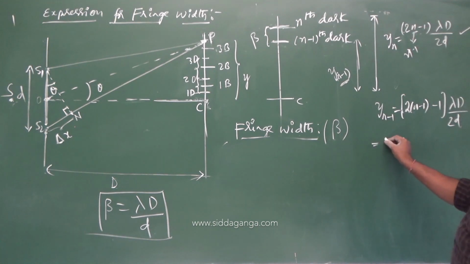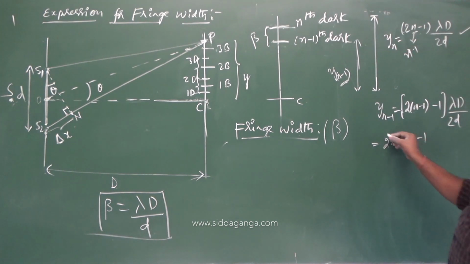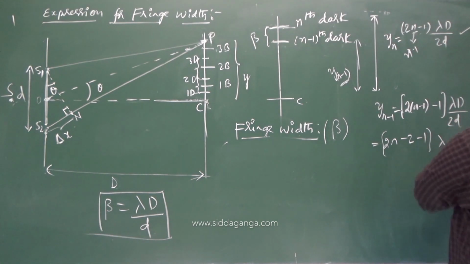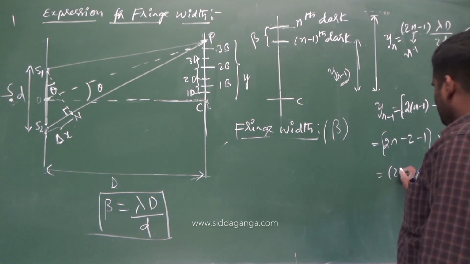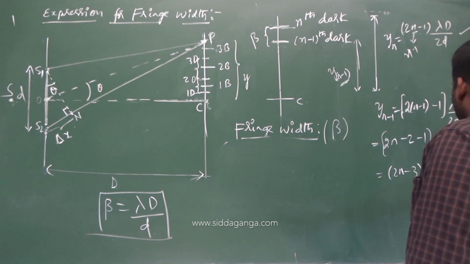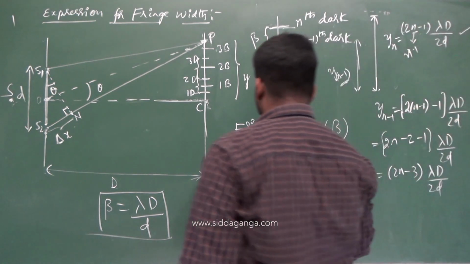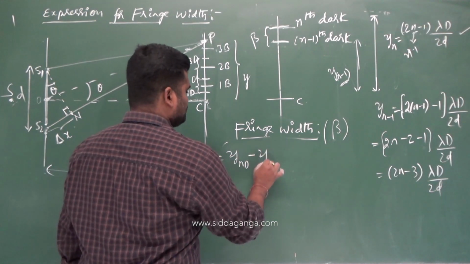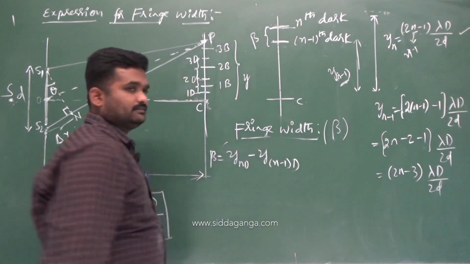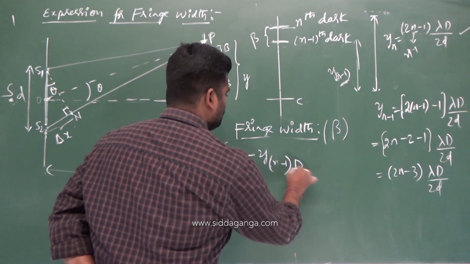See this one, elaborate this, what you will get: 2n minus 2 minus 1 into lambda capital D by 2d. This will become minus 3 now. So that means 2n minus 3 into lambda capital D by 2d. Okay? So now the distance between nth dark and n minus 1th dark, what you will get, fringe width beta equals, you know this, nth dark and n minus 1th dark fringe.